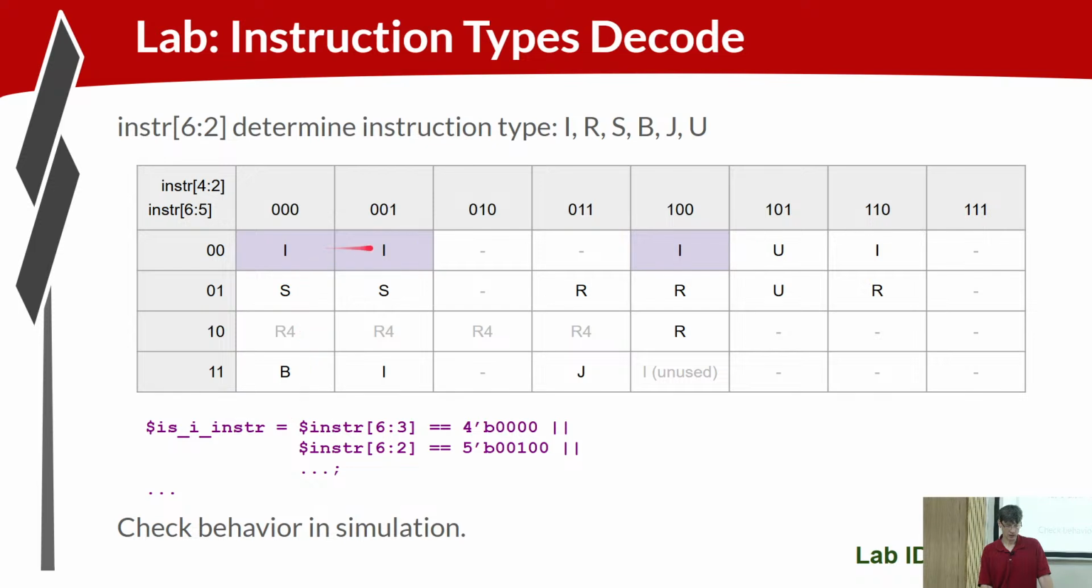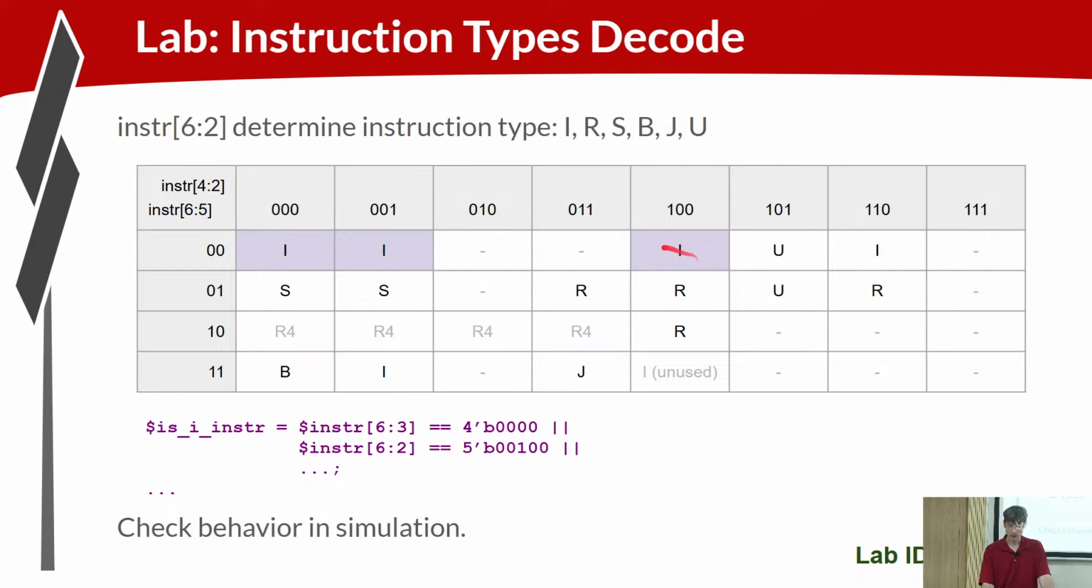So these two are covered by this first expression. If instruction bits 6 down to 3 are 0, 0, 0, 0, we're one of these two cells, right? I've not included bit 2 because bit 2 is the distinction between these two. They're both I. Right, so as long as bits 6 down to 3 are 0, 0, 0, 0, and then for both 0 and 1, it's I type. So I just compare bits 6 down to 3.